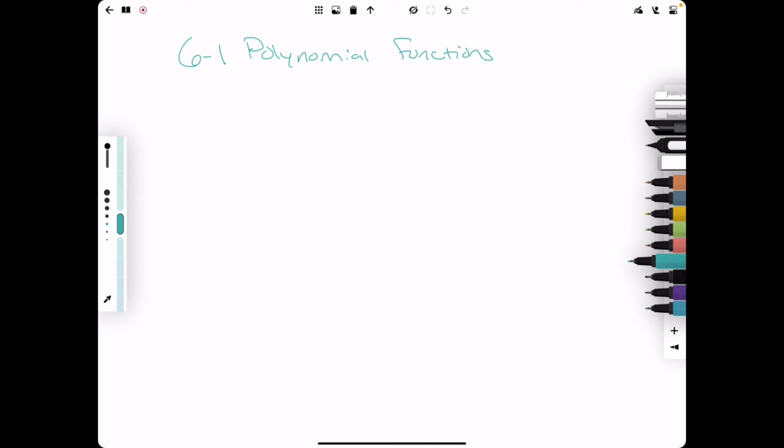All right, section 6.1, new chapter, polynomials. So the whole chapter is going to be focusing on polynomials and what we can do with them, and what their graphs look like, and how we can factor and simplify, and all this fun, making life easier as a mathematician, making life more efficient. Okay, but first, what is a polynomial?